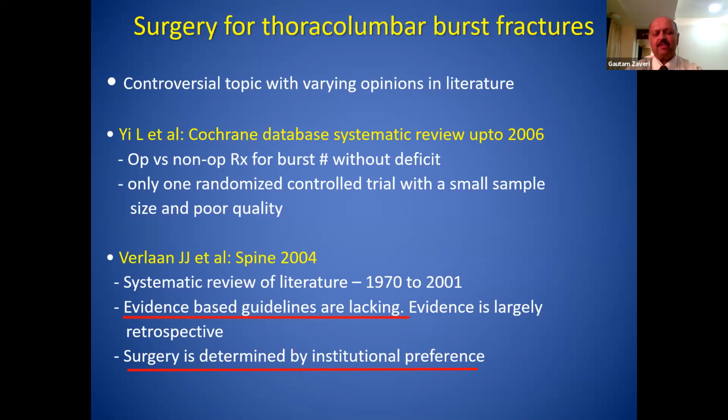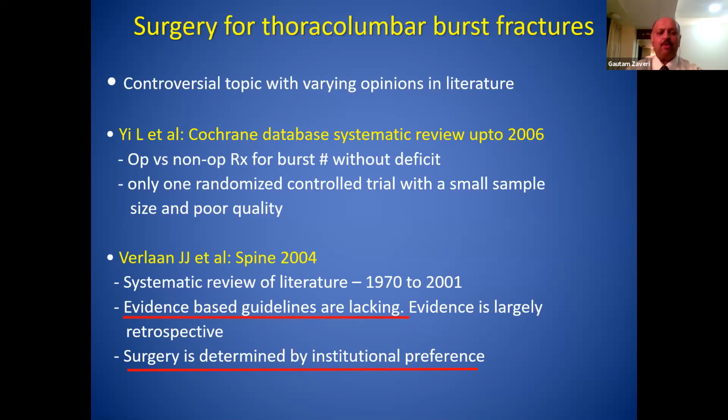Thoracolumbar burst fractures have always been a controversial topic with varying opinions in literature, whether to operate or not to operate, how to classify a particular injury, what is stable, what is an unstable injury, whether you should approach this fracture from the anterior approach, posterior approach, combined approach, what sort of instrumentation to use. These are all controversial issues. There is a lot of debate on all these issues in literature.